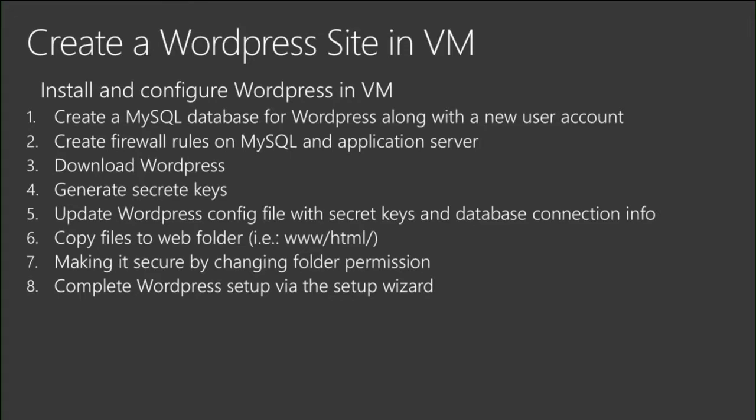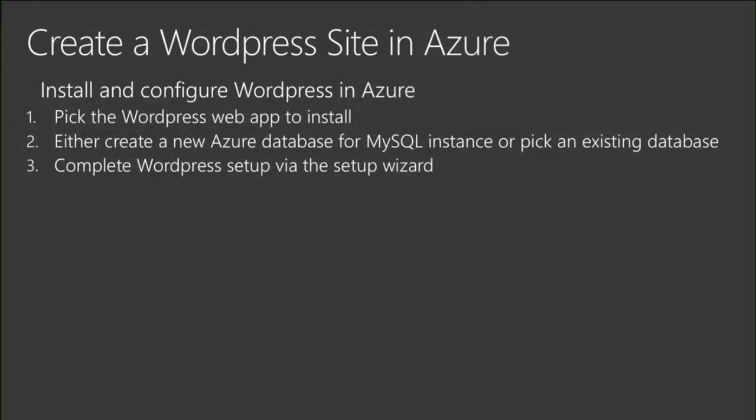Now let's switch over and take a look at the process on the Azure side. At a high level, we have about 3 steps. Your first step is going to be to pick up the WordPress app template from our Azure Marketplace. And this will in turn get the LAMP stack. It's going to download the WordPress bits from a repo and then make everything secure for you.